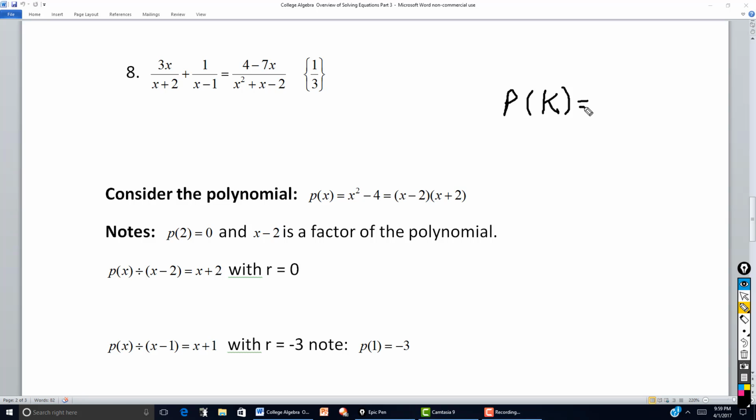But if we get 0, then we also know that x minus k is a factor. Okay, so in the example that I have here, p of 2 is equal to 0. So that means that x minus 2 divides into this polynomial evenly, so x minus 2 is a factor. As I pointed out, p of negative 2 is also 0. So that tells me that x minus a minus 2, which is x plus 2, is also a factor.